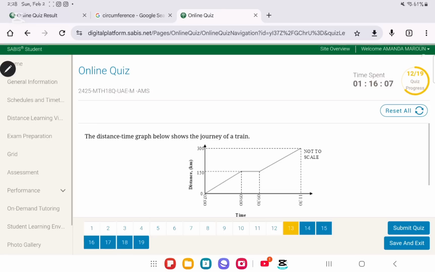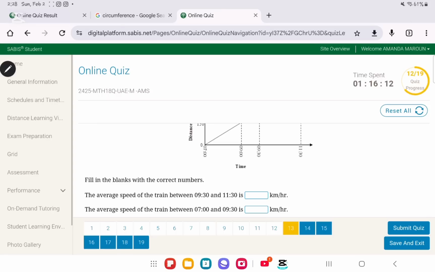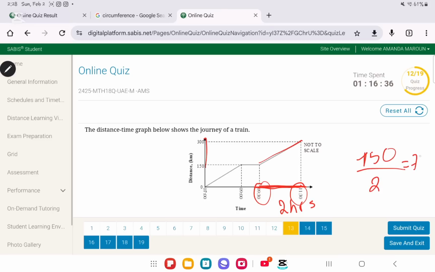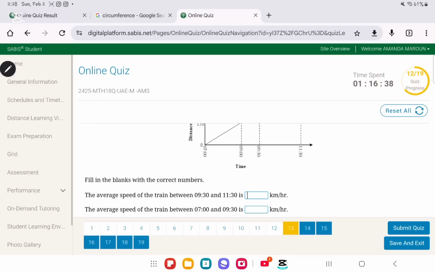Moving on to question number 13. Very simply, what we're gonna do here is take the average speed of the train between 9:30 and 11:30 in kilometers per hour. To find it in kilometers per hour, we're gonna first find how many hours was between 11:30 and 9:30, which is 2 hours. And we're gonna find the distance, which is 300 minus 150, so 150. 150 divided by 2 hours, you will get 75. So 75 kilometers per hour.